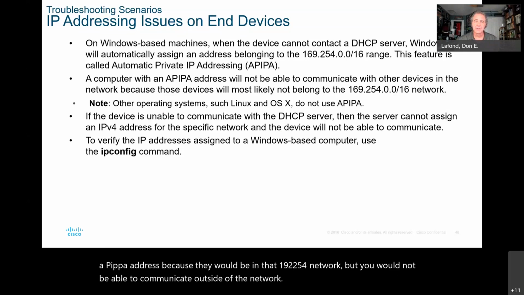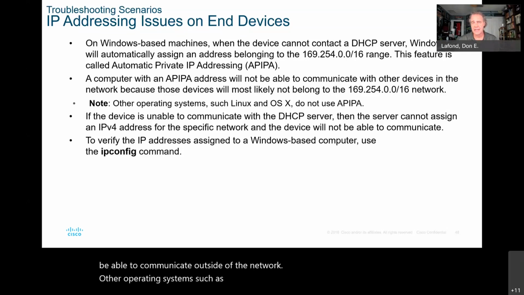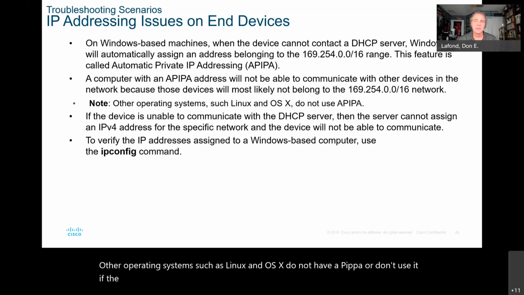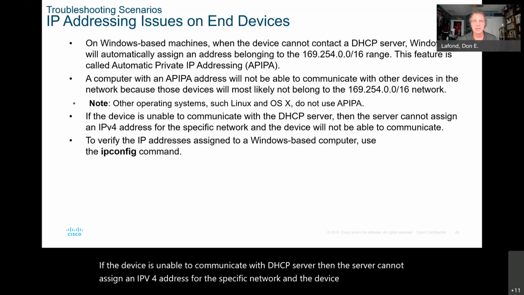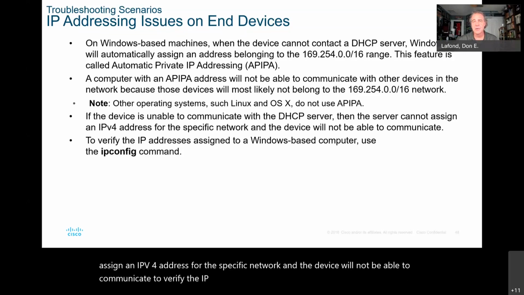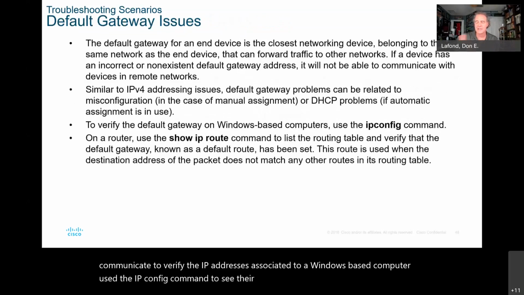Other operating systems such as Linux and OS X do not have APIPA or don't use it. If the device is unable to communicate with a DHCP server, then the server cannot assign an IPv4 address to the specific network and the device will not be able to communicate. To verify the IP addresses associated to a Windows-based computer, use the ipconfig command to see the IP, and then you just make sure that the address that's assigned is correct.